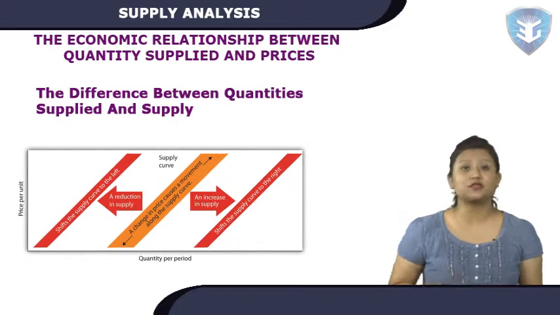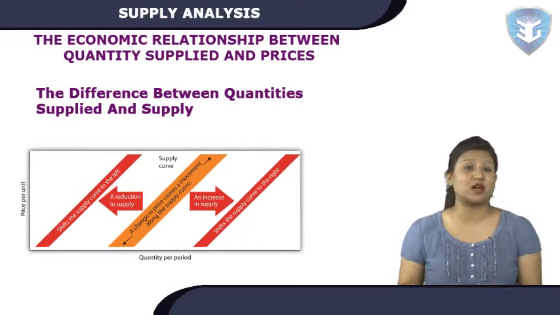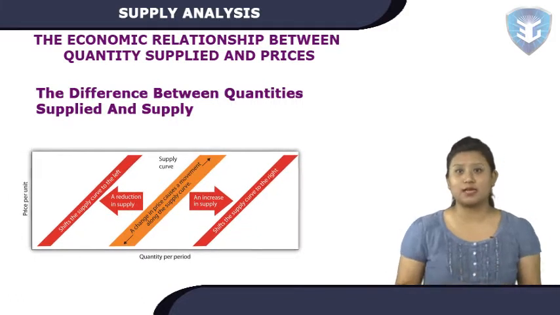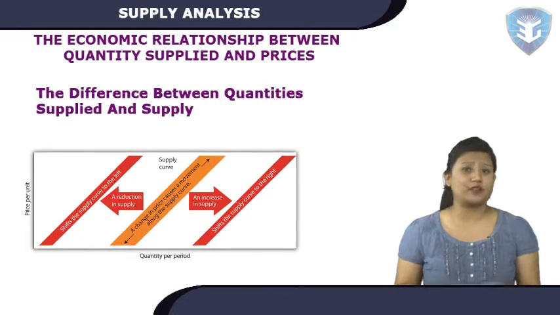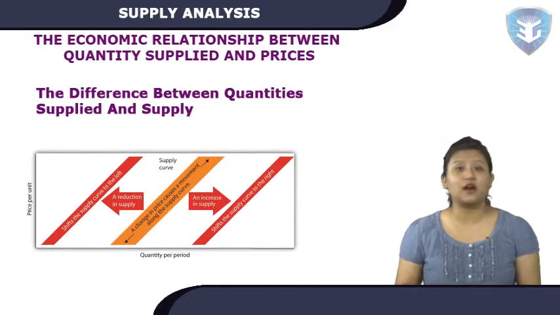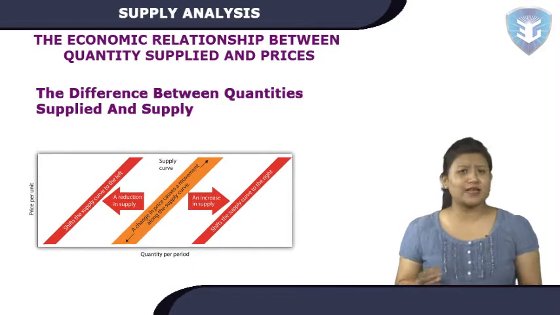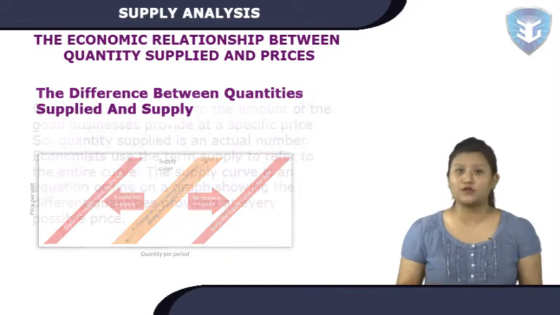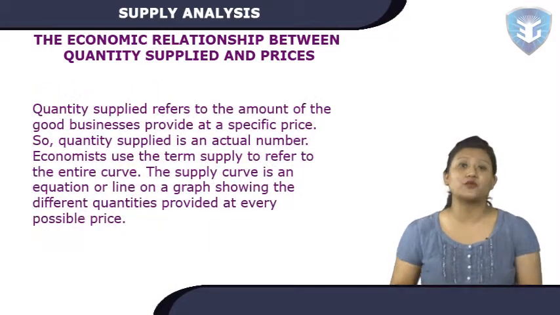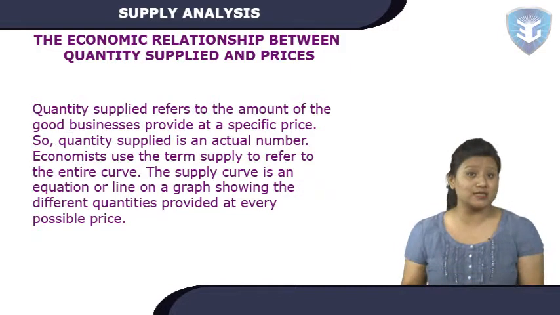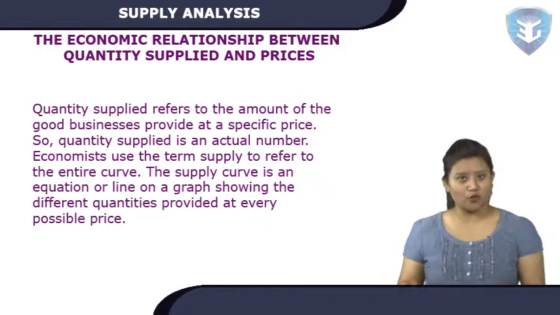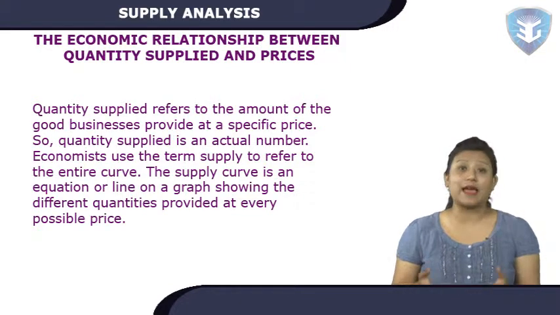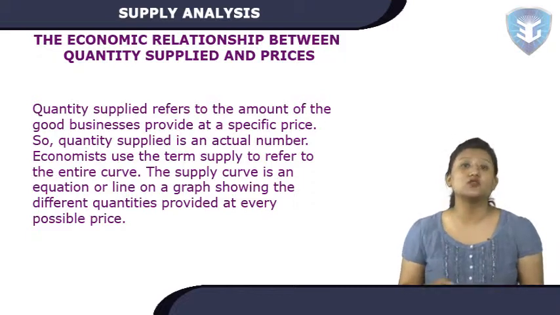We must be able to distinguish between two terms that sound the same, quantity supplied and supply, but mean very different things. It is common for others not to make the distinction, and as a result their analysis is confused. Quantity supplied refers to the amount of the good businesses provide at a specific price, so quantity supplied is an actual number. Economists use the term supply to refer to the entire curve.